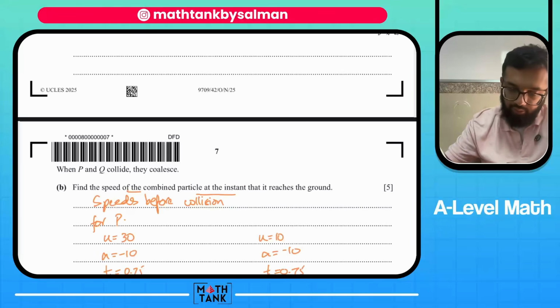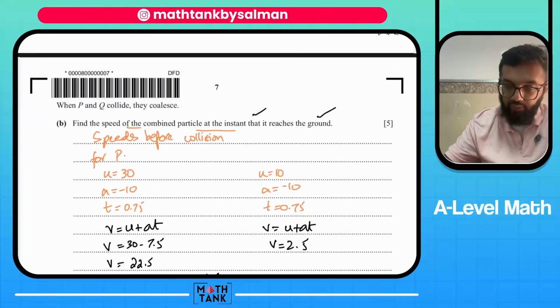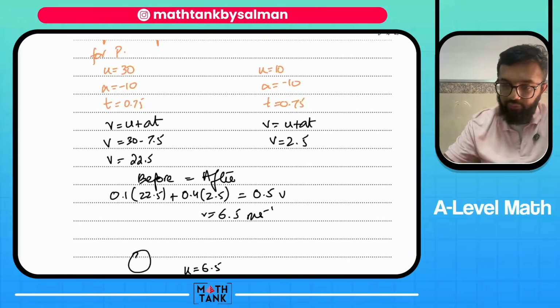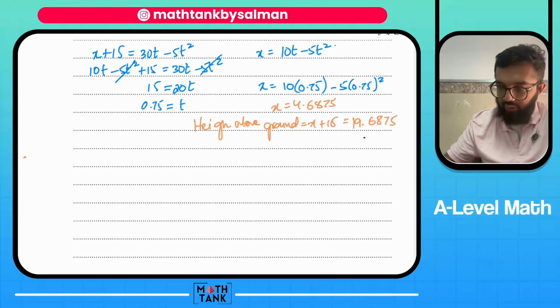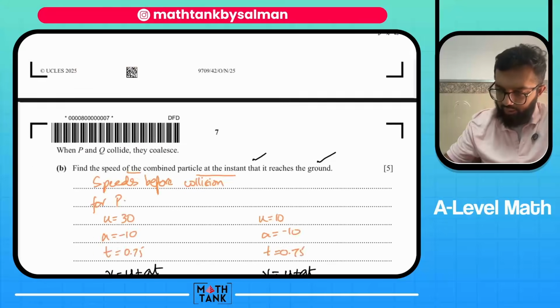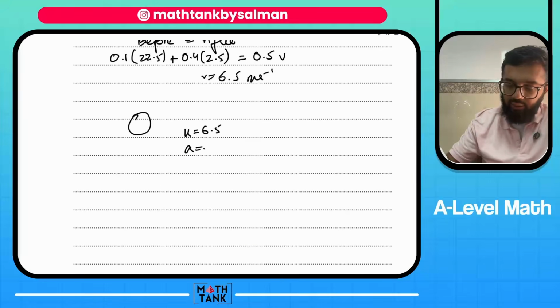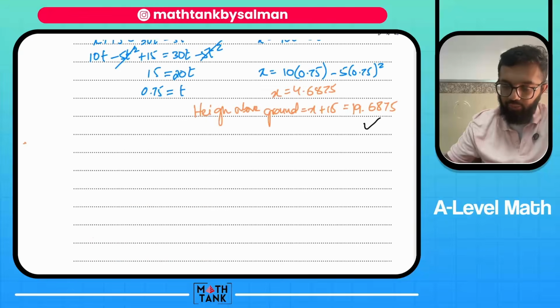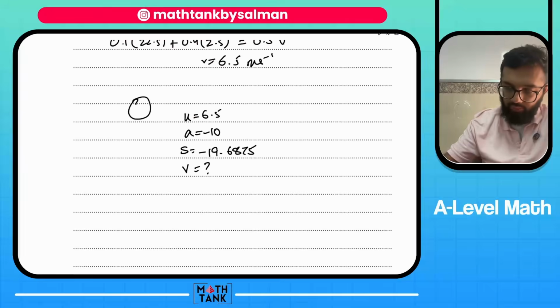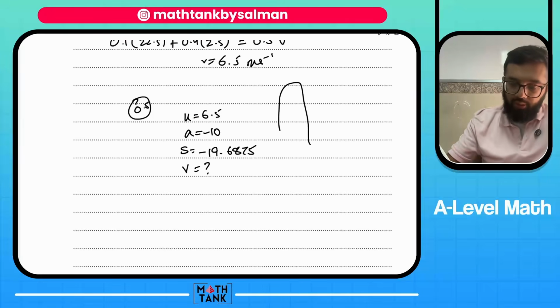Okay. What do I have to find at the instant when it reaches the ground? I have to figure out what height. I've already figured that out: 19.6875. So the acceleration is minus 10. Its displacement has to be minus 19.6875. And I want to find out the speed at which it does that. The particle is going to go up and then come down because it's coalesced into one particle. Okay. So v square equals u square plus 2as.